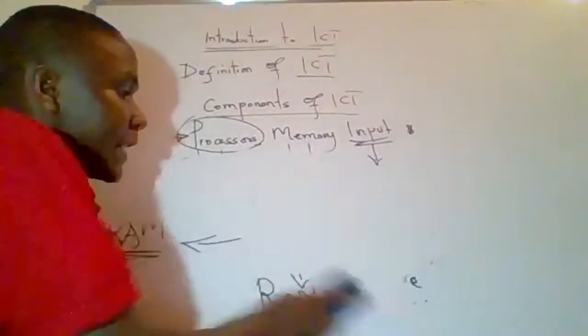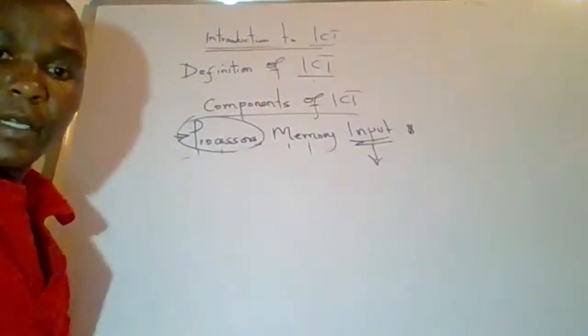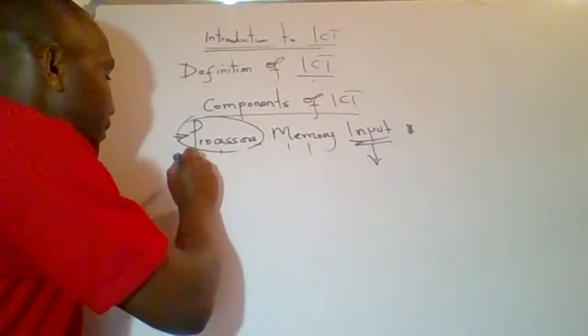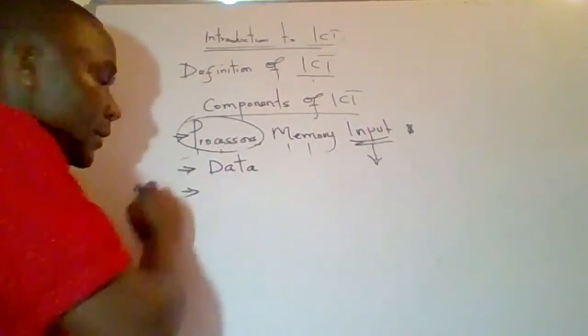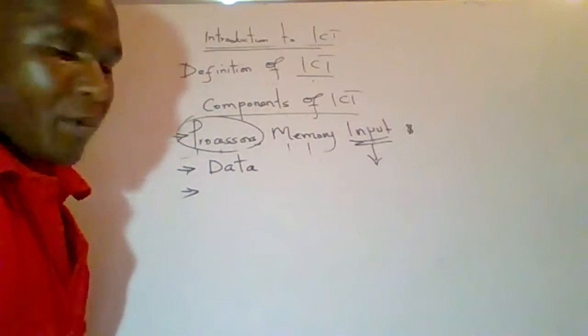And then we see the next component of a computer. The next component of a computer is data. You write that one. So data is the component. We have software.